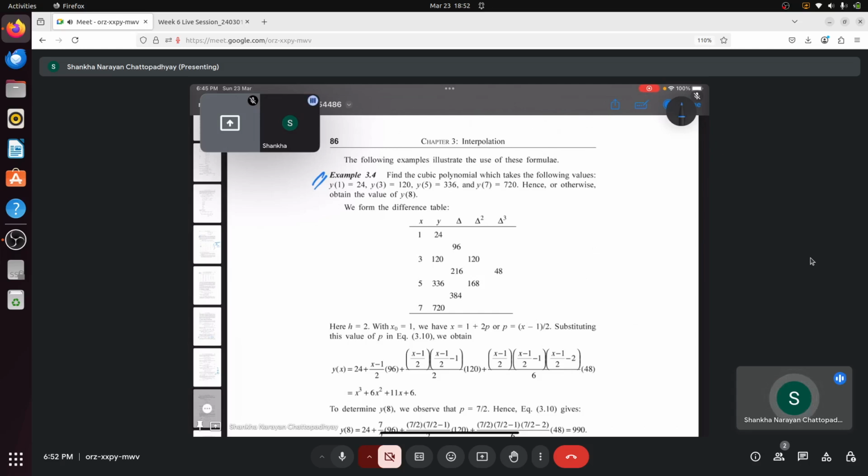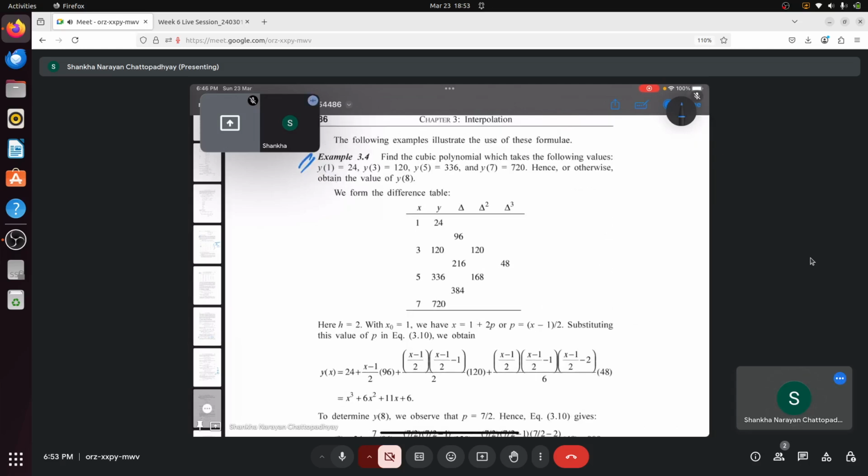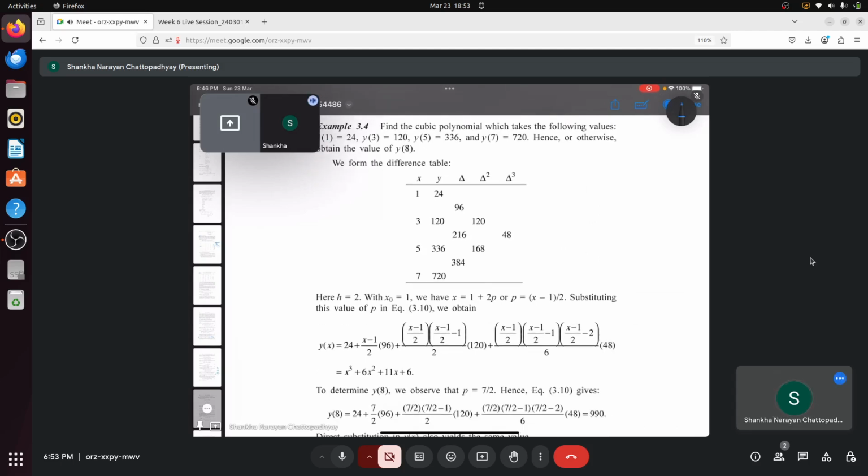Okay, it is very easy, but still we will go. First of all, you observe that this x, y, delta, delta square, delta cube are equispaced. How? You see that 1, 3, 5, 7, the difference between them is 2, 2, 2, 2. For 1 it is 24, then 120, 336, 720.